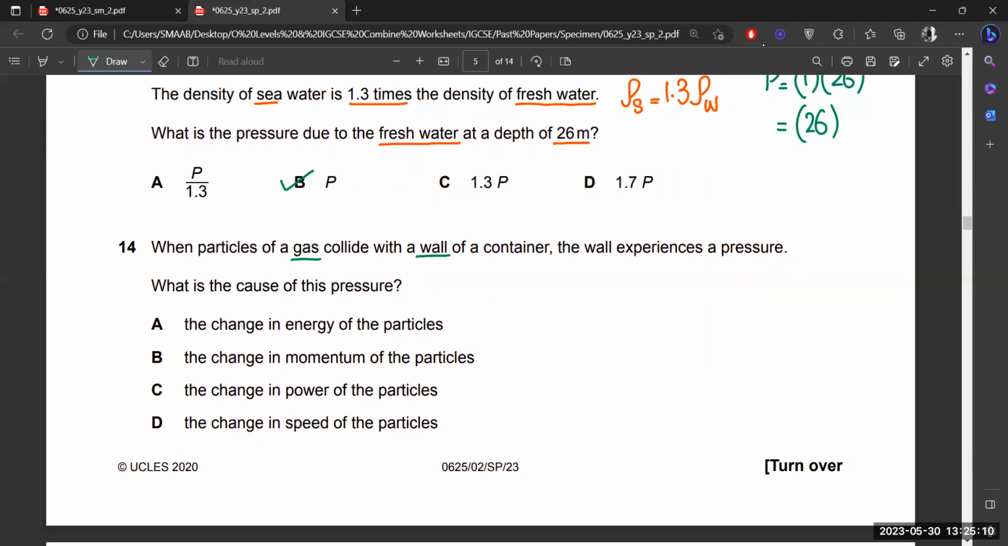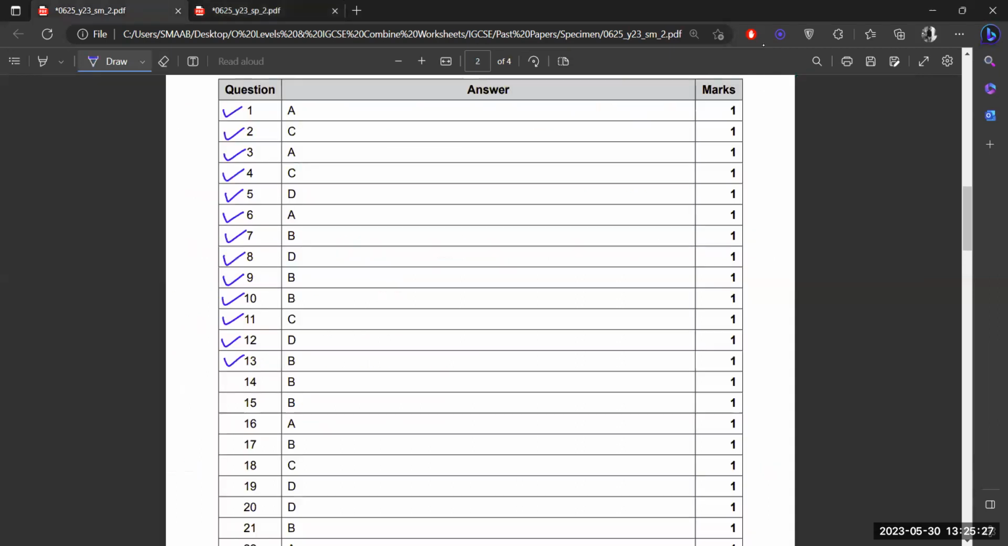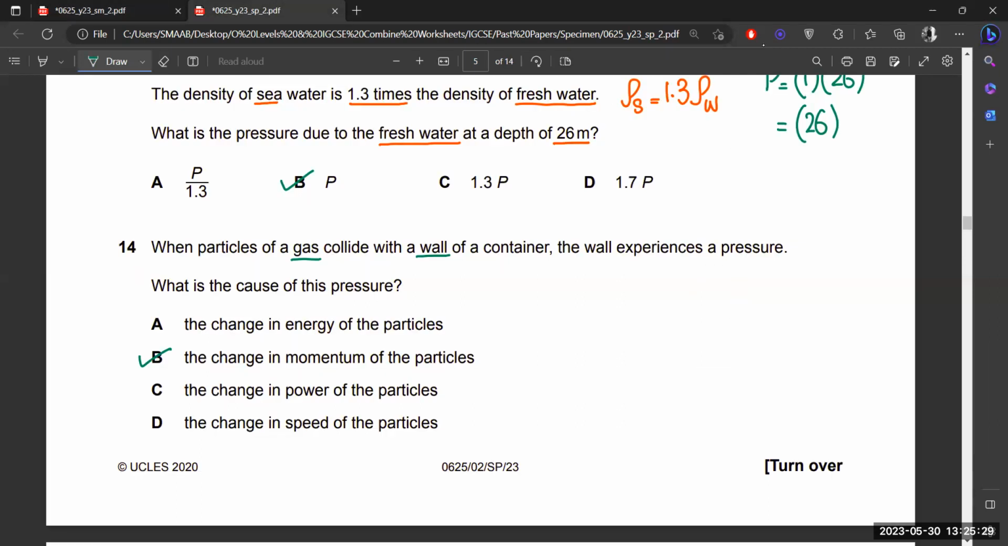So if kinetic energy increases, that will increase the speed, and when it is going to hit the wall of the container, that is the momentum of the particle which is going to hit the wall of the container. So 14B. Yes, B is the right choice.